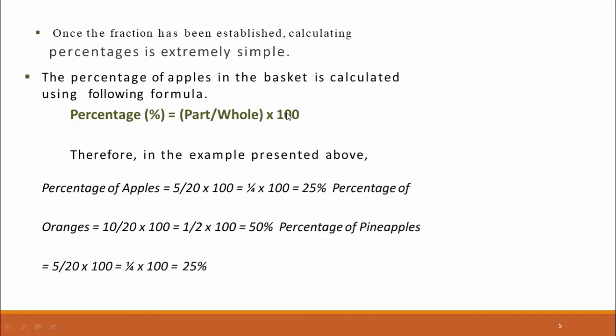And if we divide both sides of this equation by 100, we obtain a formula: percentage divided by 100 is equal to part divided by whole. So this is a very important formula for calculating the percentage. In this formula, there are three things: percentage, part, and whole.